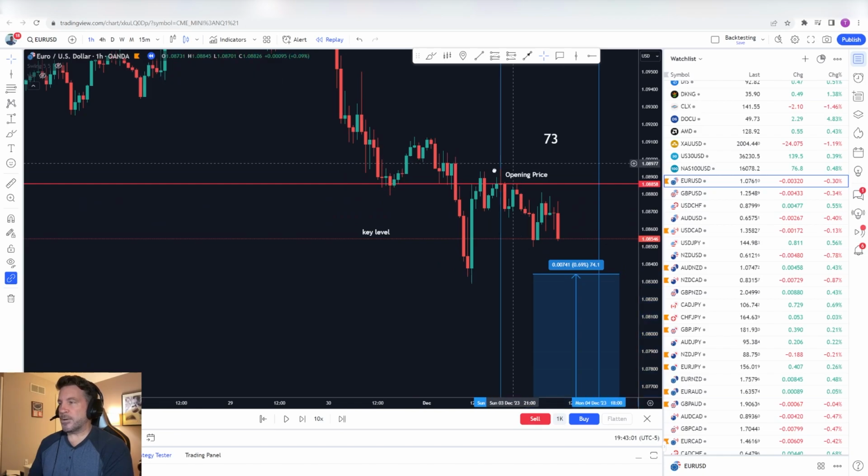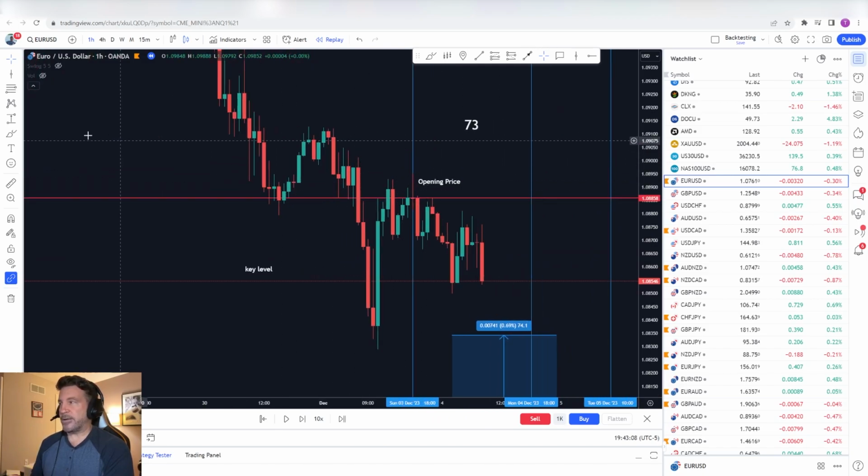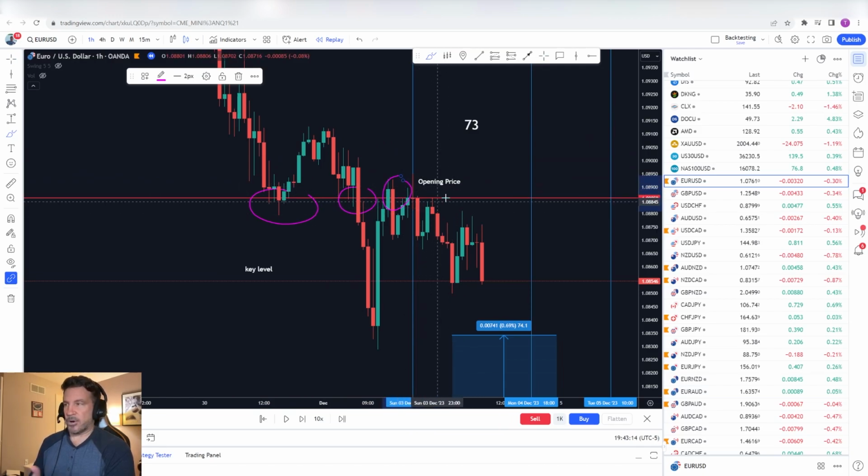All right, so this is opening price, the red line. It's also a key area, a key level for me. I can just see it from right here because I have support, rejection, rejection, rejection. So I'm considering this opening price a key area. I can already tell you that right away.